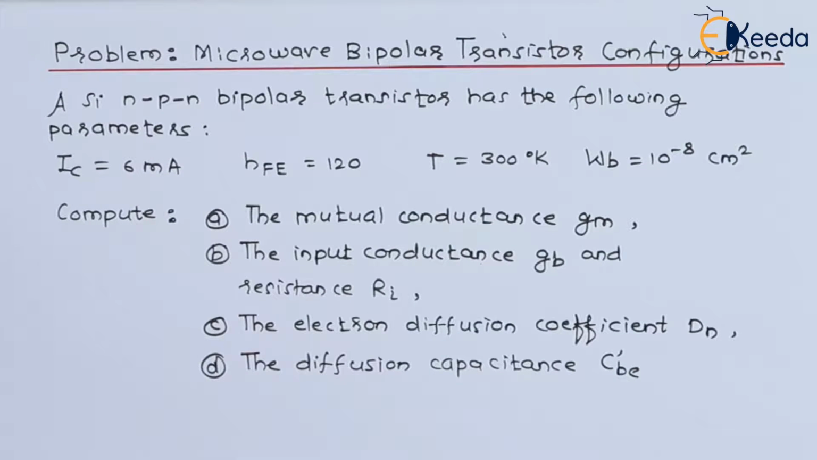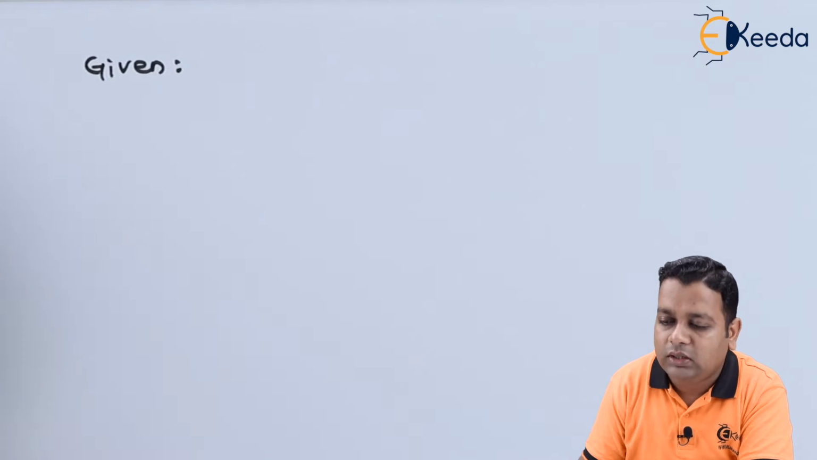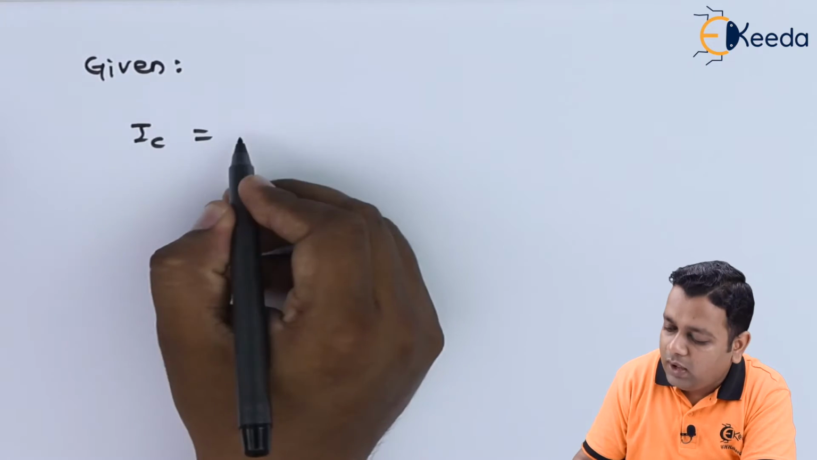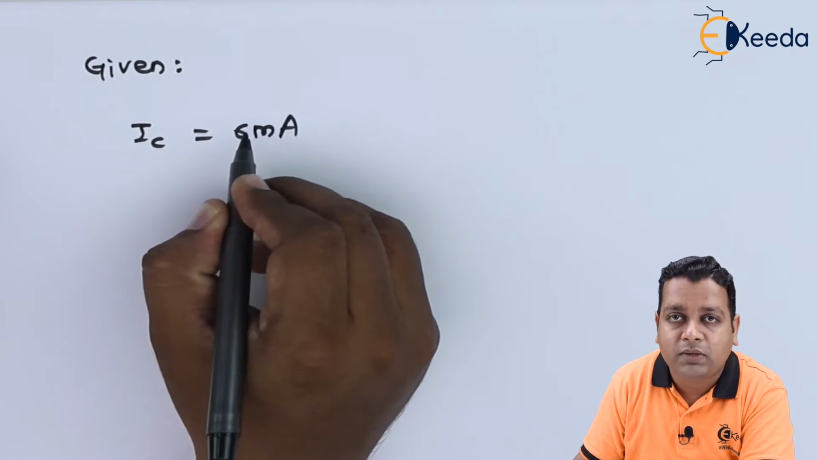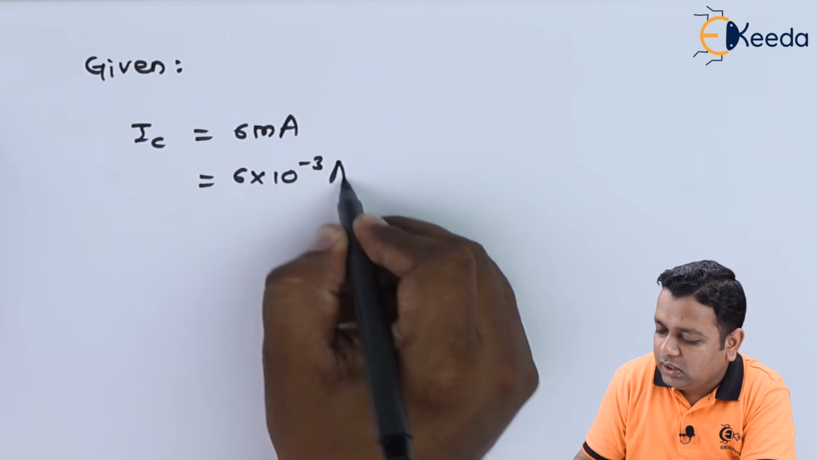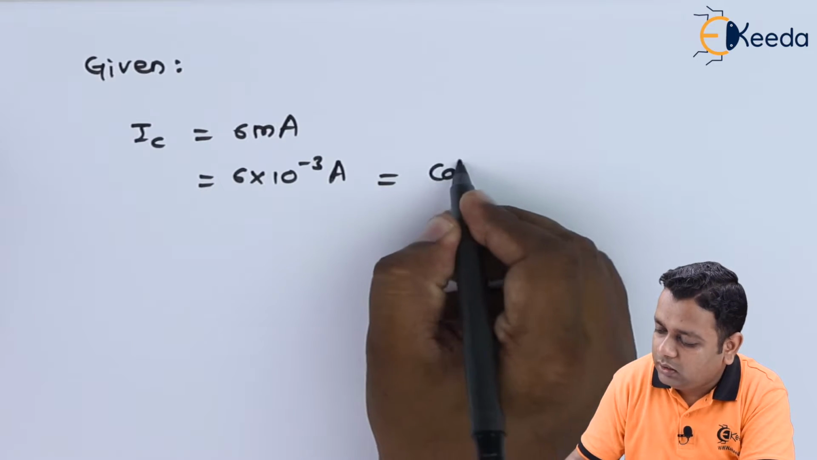So very first of all, let us identify what are the given details as per the problem statement, and then we can concentrate on finding the solutions for these parts A, B, C and D here. So now as per the problem statement, the first parameter is given to us. So I mention the given details. The first parameter has been represented as IC. The value is 6 milliamperes given to us, that can be represented as 6 into 10 raised to power minus 3 amperes. So this is actually the value of collector current.